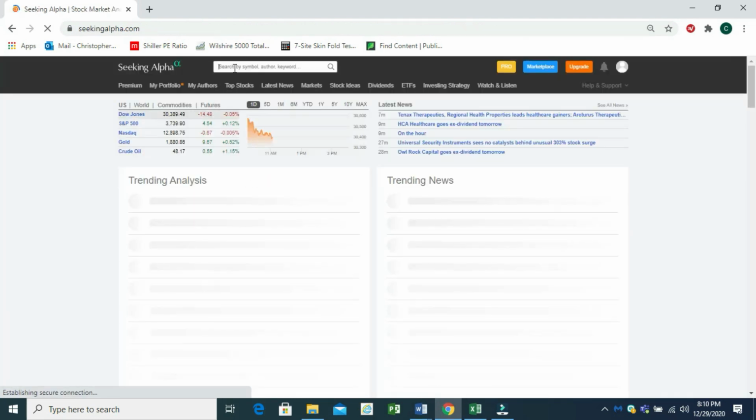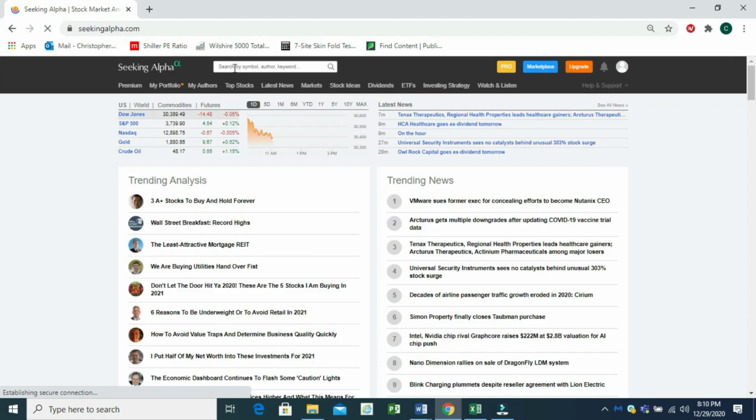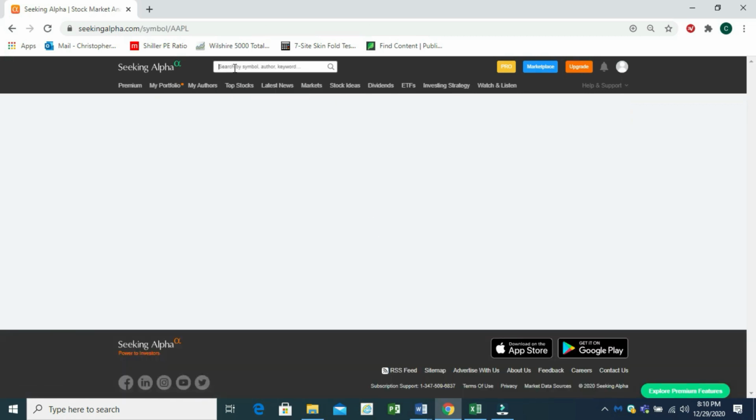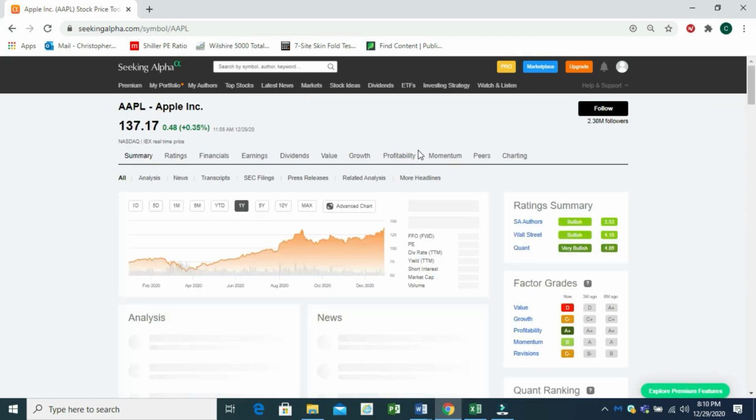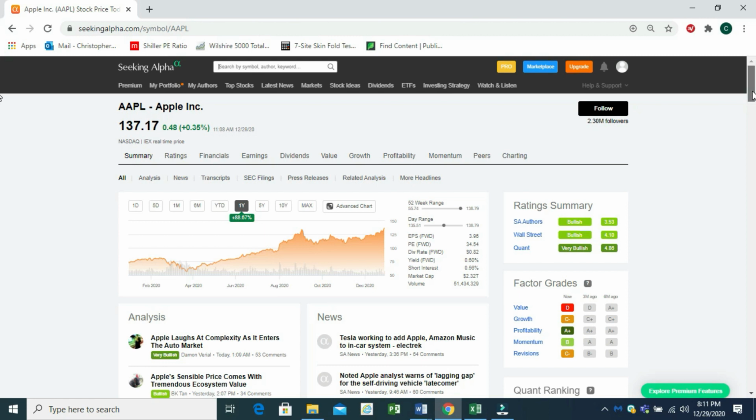It gives me a lot of the information I'm looking for. So the first thing I need to do once I reach Seeking Alpha is type in the Apple ticker symbol, which is AAPL. I know they don't know how to spell at Apple. I don't know what happened.